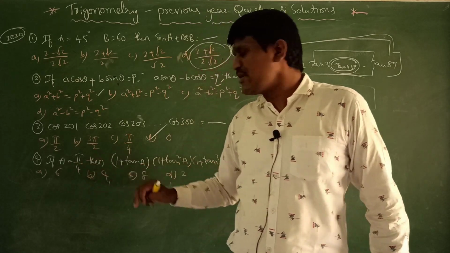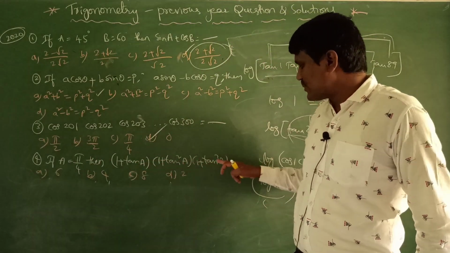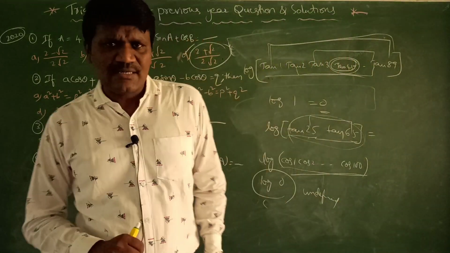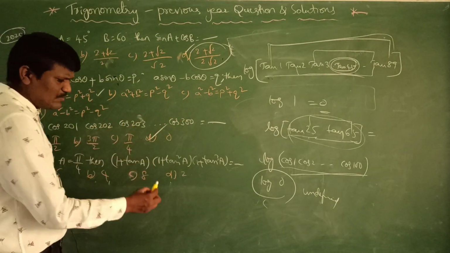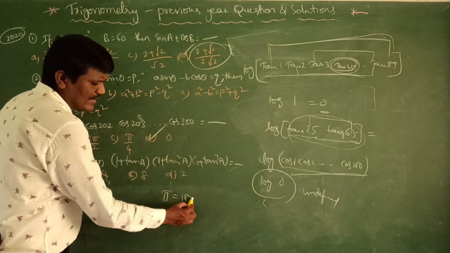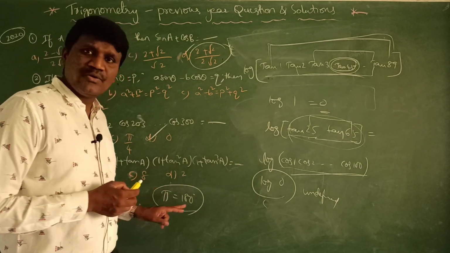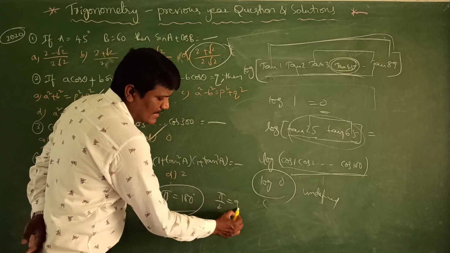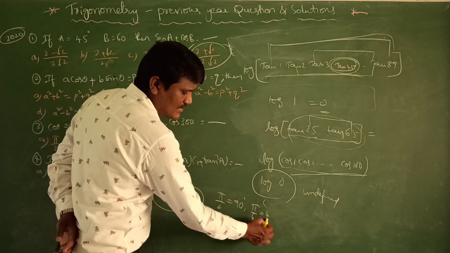If a is equal to pi by 4, then 1 plus tan a into 1 plus tan square a into 1 plus tan cube a is equal to what? So this is a simple question. Pi by 4. So pi by 4 means what? Simply remember pi is equal to 180 degrees. Remember this students. Pi is equal to 180 degrees. So pi by 2 is 90 degrees. Pi by 4 means 45 degrees.